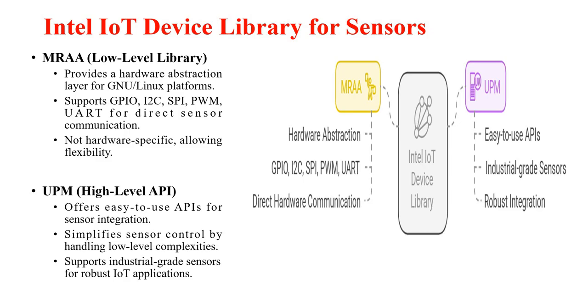Then you have UPM, a high-level sensor API, and here it provides easy-to-use APIs for sensors. It simplifies sensor connectivity by hiding the complex low-level details, and it works with industrial-grade sensors and ensures integration for real-world IoT applications. Also it allows easier control of sensors without requiring extensive knowledge of underlying hardware protocols.